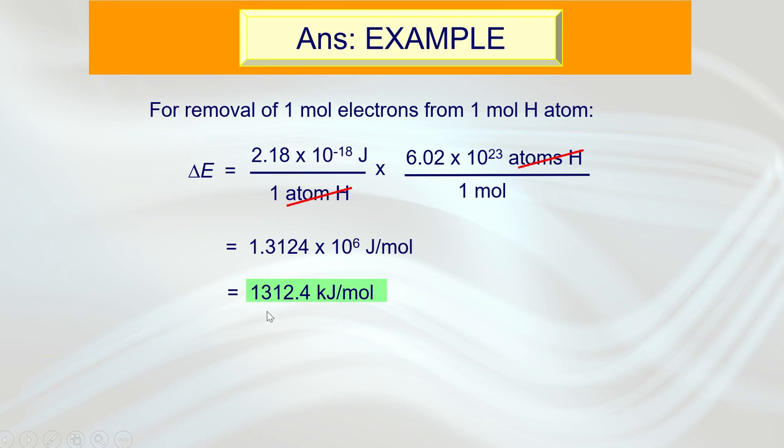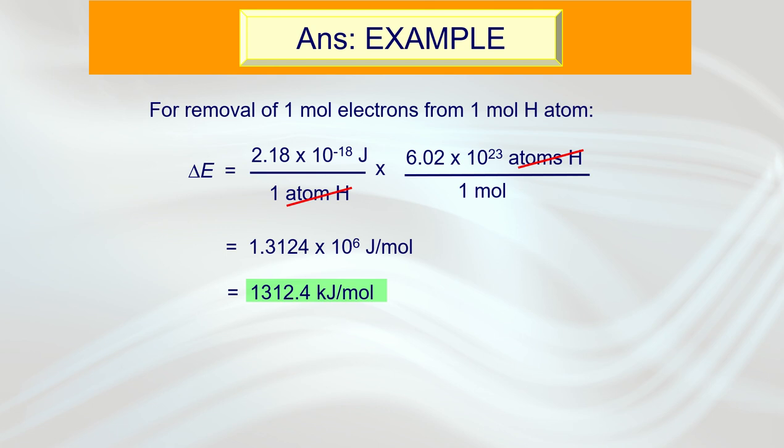So when the question asks you to calculate the ionization energy (IE) of hydrogen for the Lyman series, it will always be this value, because the Lyman series always has ground state n equal to 1. So n initial will always be n equal to 1, and n final will always be infinity. So the value of delta E will be the same.